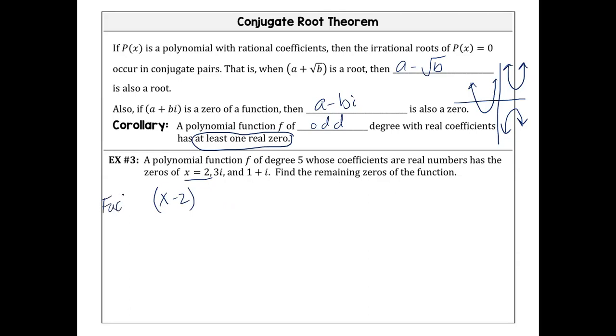So this is our factored form. They gave us our zeros, our roots. If I have 3i, that means I know x minus 3i. Because it's imaginary, it has to have a friend that goes along with it. That friend would be x plus 3i.